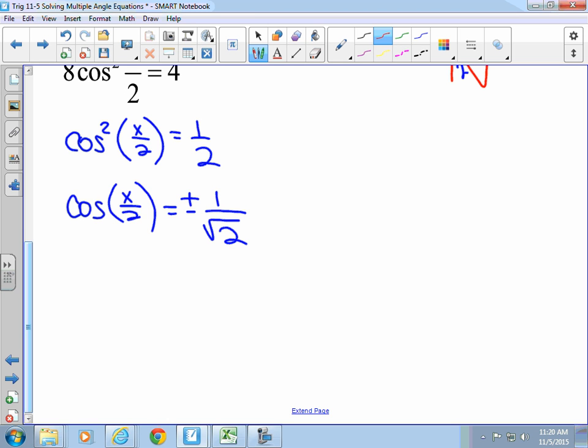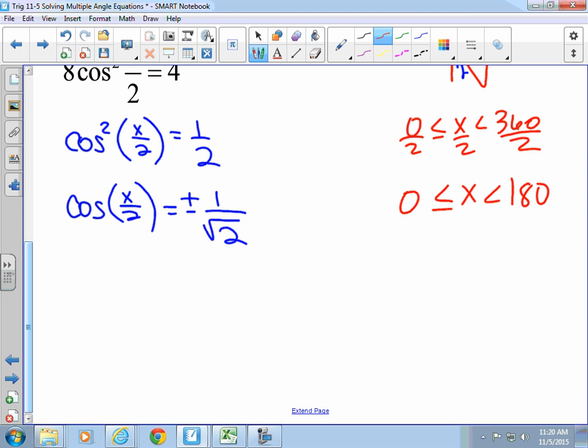The original interval was from 0 to 360. So I would divide all of those by 2, right? So that's between 0 and 180. So I'm not going to look all the way around the circle like I normally would. I'm only going to look in the first 2 quadrants. If you accidentally looked all the way around the circle, when you multiplied by 2, you'd have to cross out some answers because they would get to be bigger than 360. Does that make sense?